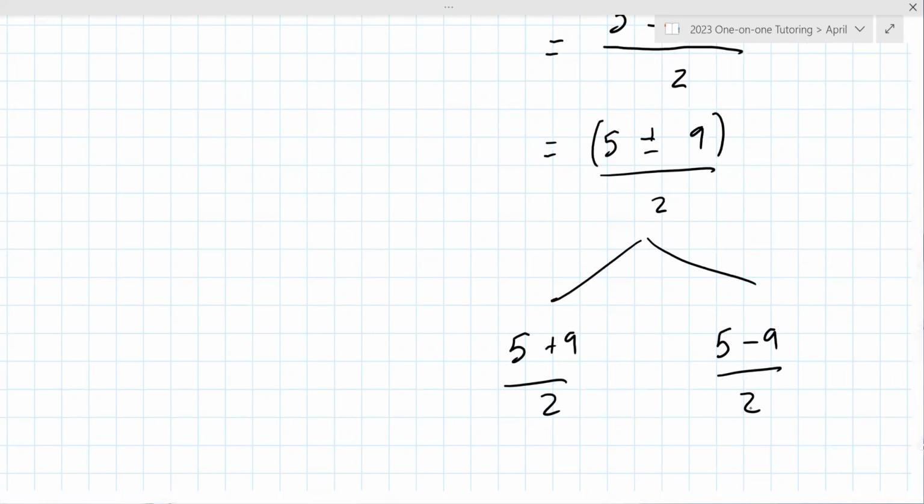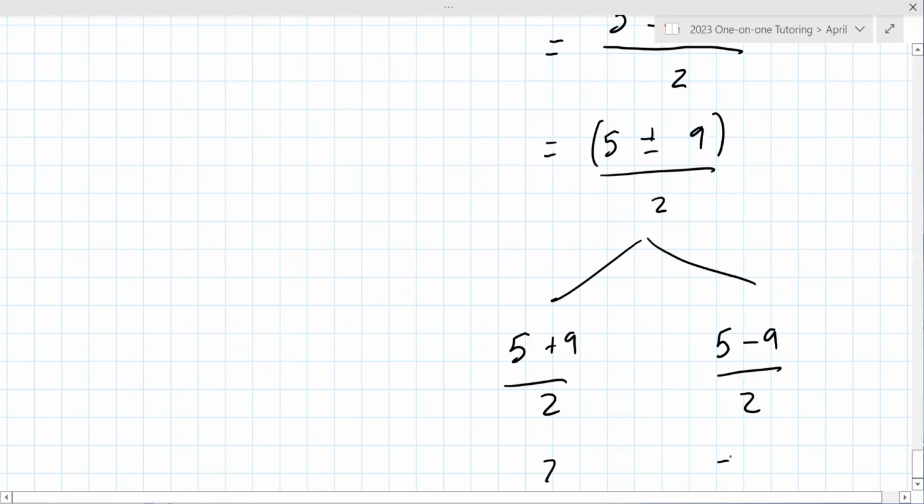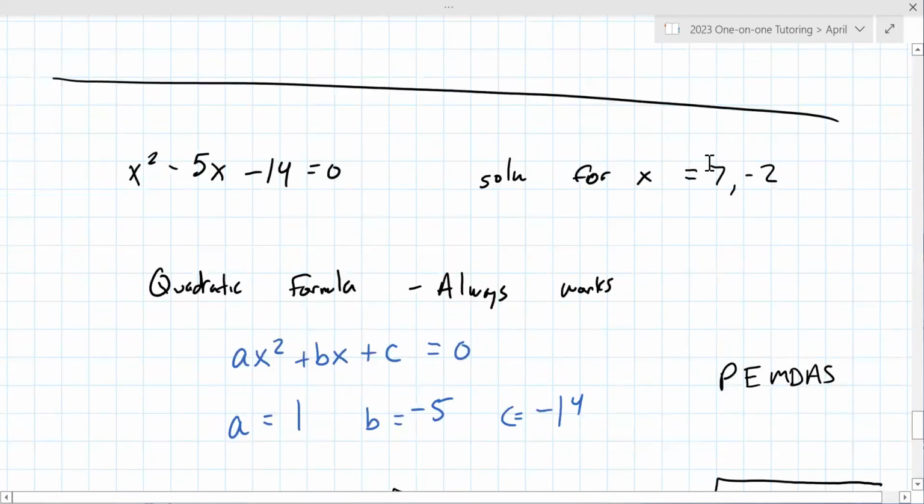So that's 14. So it's 7 and negative 2. Yeah, 7 and negative 2. And we shouldn't be surprised because you already solved it up here and told me that the answers are 7 and negative 2. Yeah, so the quadratic formula is just like a more complex way, but it always works.